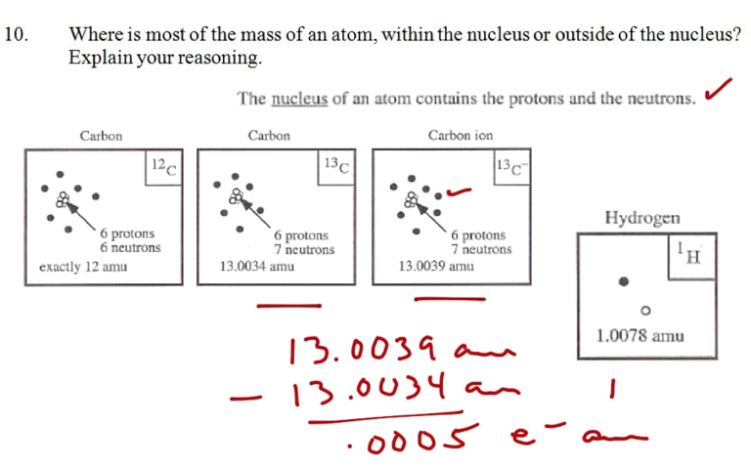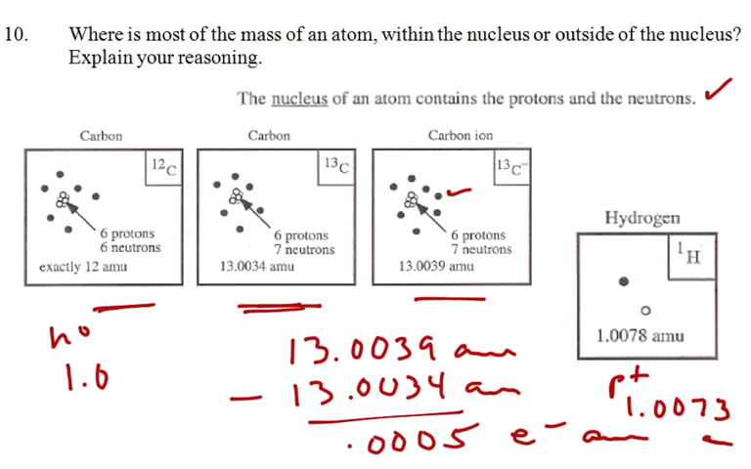Now, here we have hydrogen, and since we know that this is a proton and an electron, then a proton must have a mass of 1.0073 AMUs. And if we go back to, let's say, these two, we can see the only difference there is a neutron. So the difference in their mass must be the mass of a neutron. So a neutron must be 13.0034 minus 12.